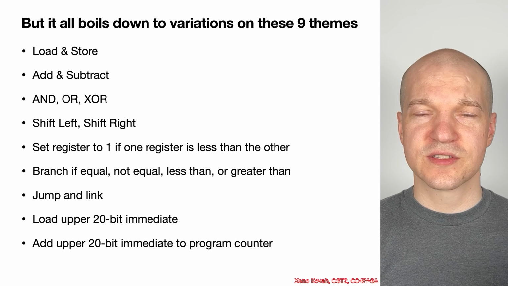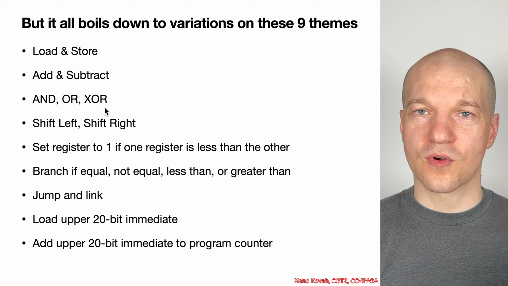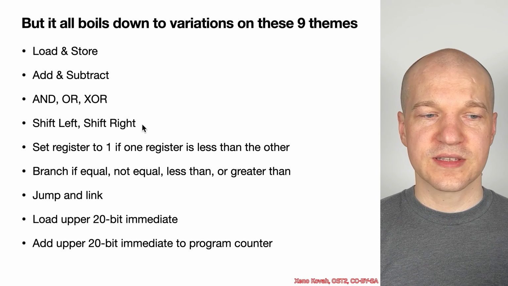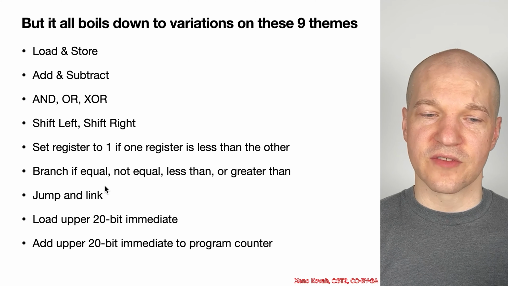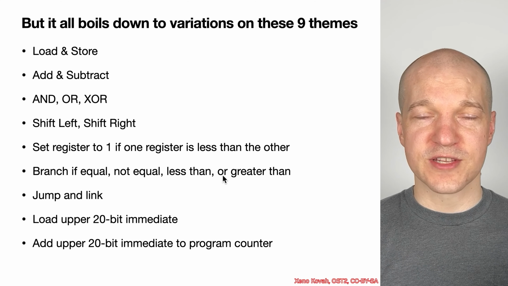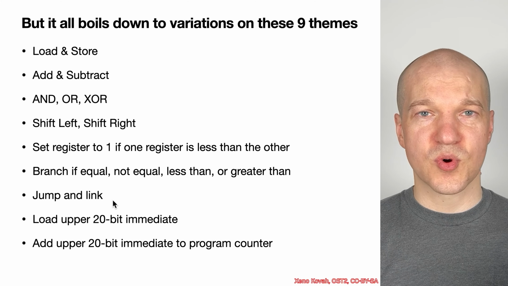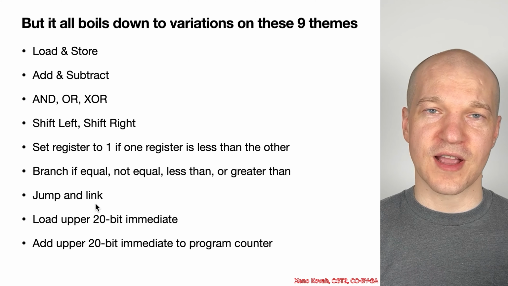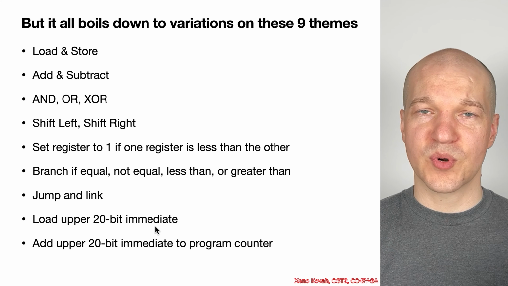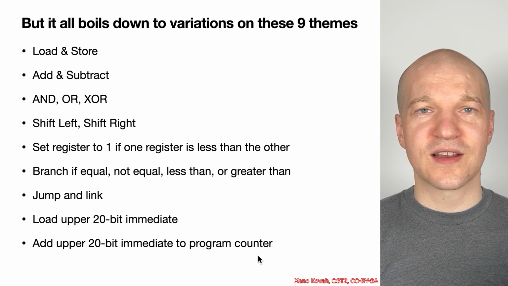So all of these instructions in this class are going to boil down to these 9 themes. Loads and stores, adds and subtracts, Boolean operations with AND, OR, and XOR, shift left, shift right, setting a register to 1 if it's less than some other value, branching if equal, not equal, less than, or greater than, so just branch instructions to go somewhere based on some condition, jumping and linking, so that's an important characteristic, the link element of jumping somewhere, linking to a register for how to get back, and then loading 20-bit upper immediates and adding 20-bit upper immediates to the program counter.